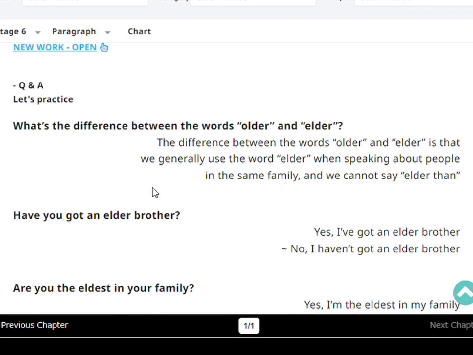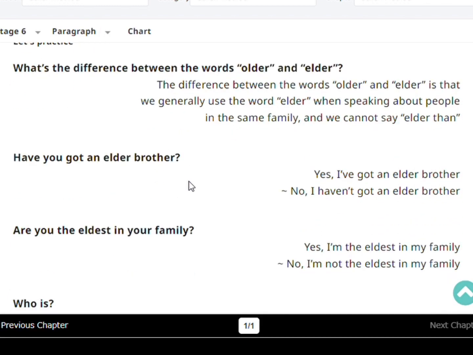What's the difference between the words older and elder? The difference between the words older and elder is that we generally use the word elder when speaking about two people in the same family, and we cannot say elder than. Very good.